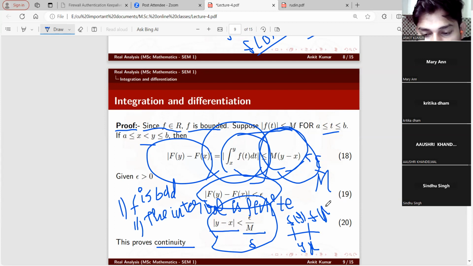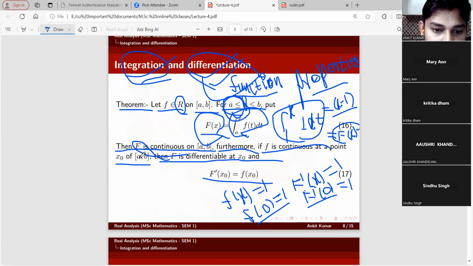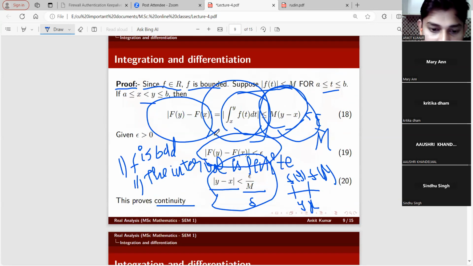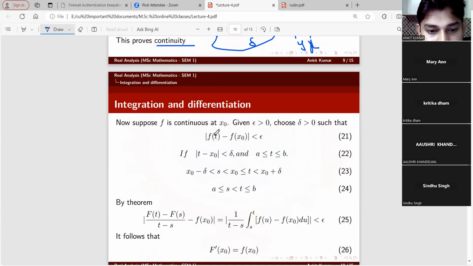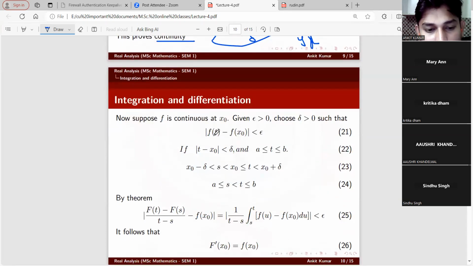Okay. So using this property, using this definition, we prove that F is a continuous function. We prove the first part by using this property and using a property of the Riemann-Stieltjes integral. We prove the first part, which says that F is a continuous function. Now, suppose f is continuous at x naught.